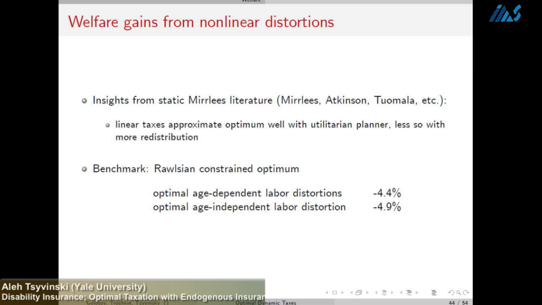Okay, so the truth is probably somewhere in between. If you like a utilitarian social planner, you probably say, well, it's probably not that much of an important endeavor to look at the welfare gains from these optimal dynamic taxes. If you are a Rawlsian planner, it's huge. I mean, these numbers are very large. If you are in between, I guess we're in the US, we're moving more and more towards the Rawlsian planner. So maybe this is my forecast for the future.